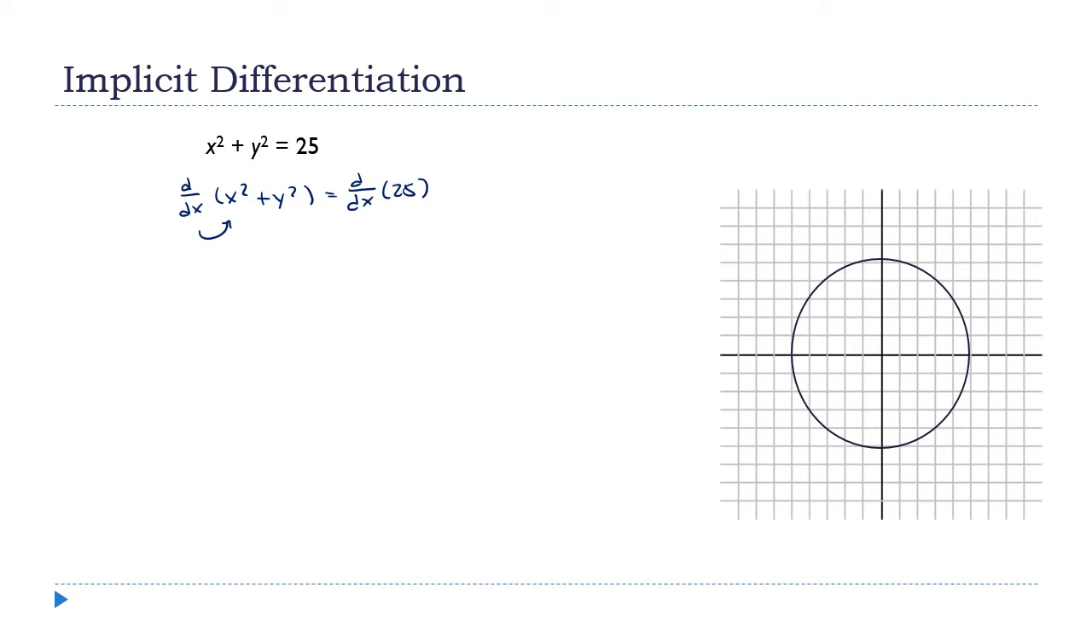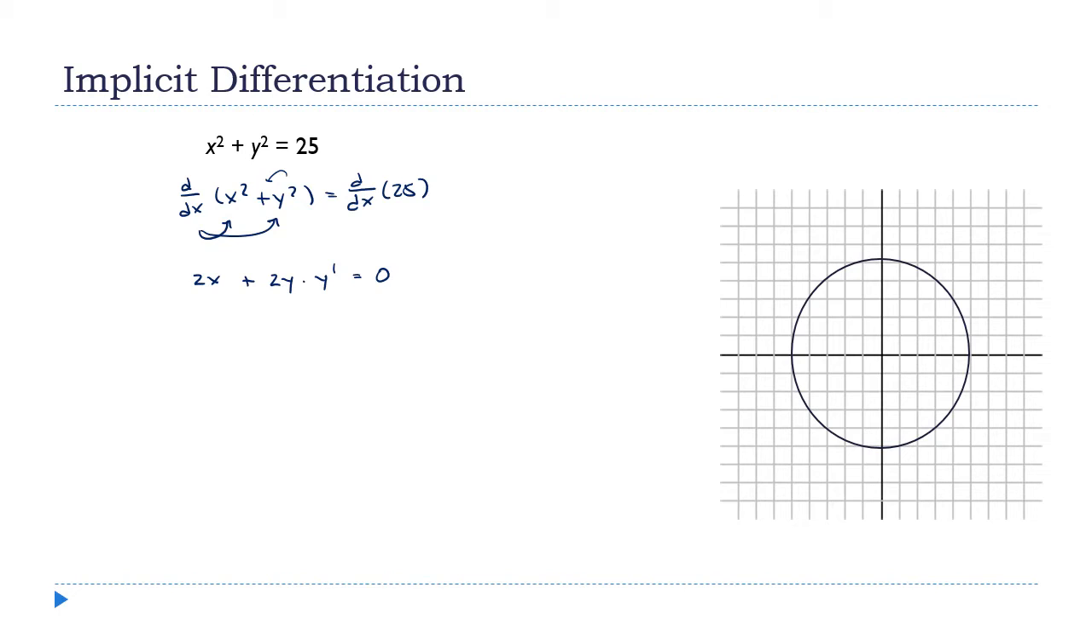The derivative of x squared is 2x, and the derivative of y squared, now remember, y is a function of x. So this is actually a chain rule situation. I'm going to bring the exponent down in front, use our power rule, 2y to the first, times the derivative of the inside, the derivative of y, which is y prime. And this equals the derivative of a constant, that's 0.